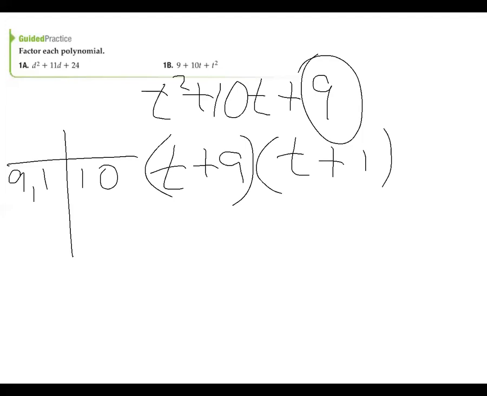Now I will say if you wrote it as t plus 1 and t plus 9, that's correct also. It doesn't matter because remember, when you multiply, it doesn't matter which order you multiply, you're still going to get the same answer. For example, 3 times 4 is 12 and 4 times 3 is 12.